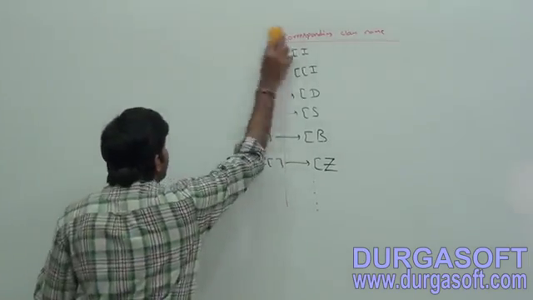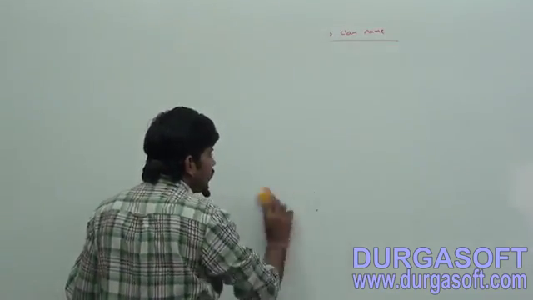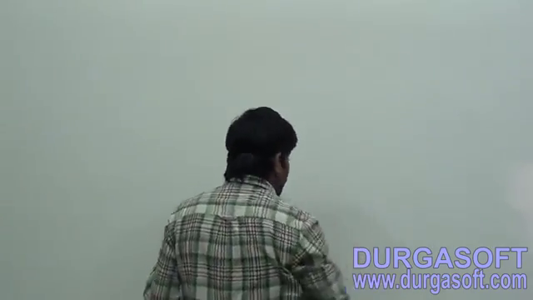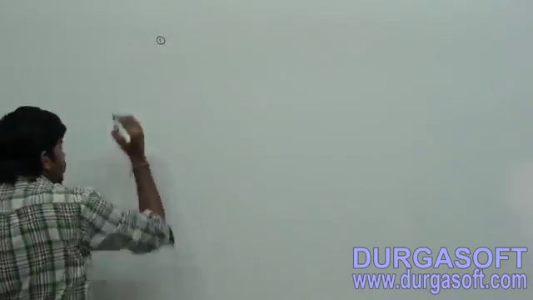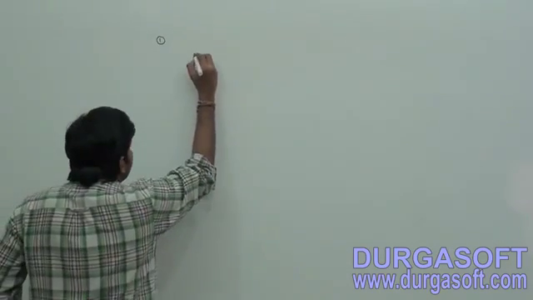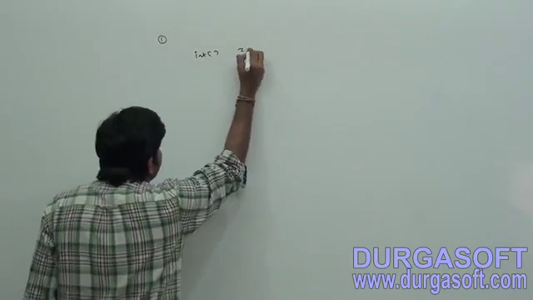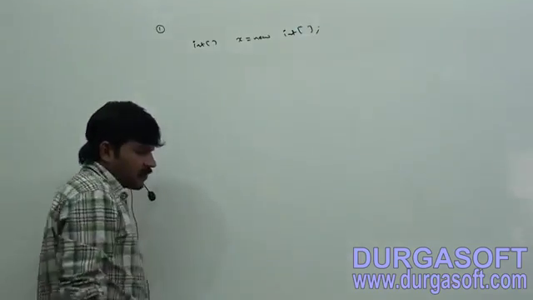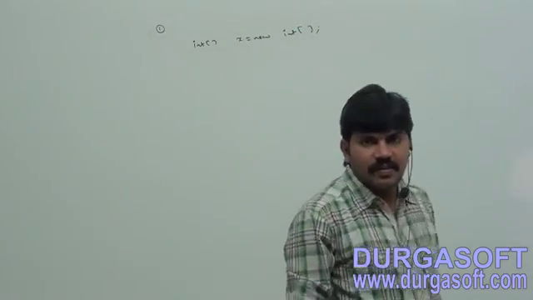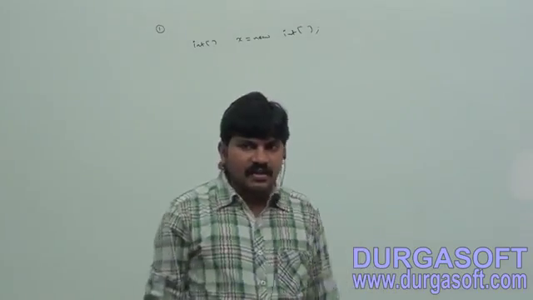Next one. Related to array creation, there are several loopholes. Let me talk about the first loophole. Suppose I am creating an array like this: int array x is equal to new int array, without a size. Can you tell, is it valid or invalid?